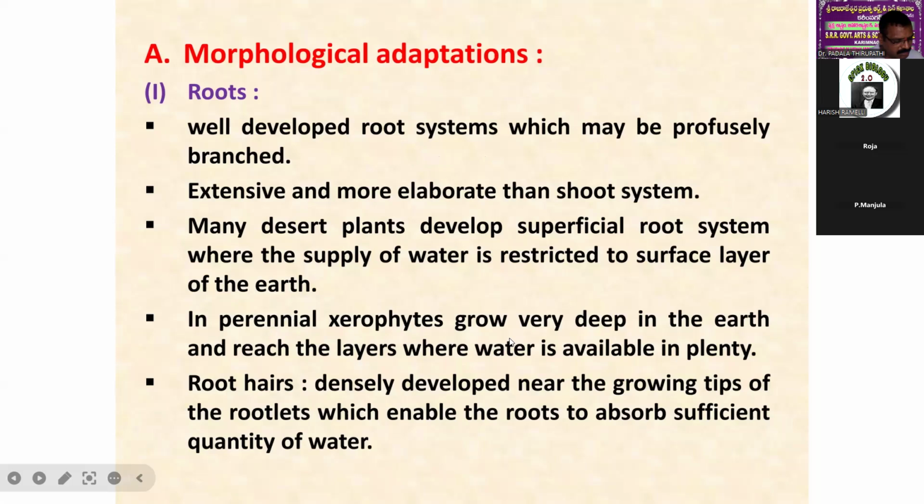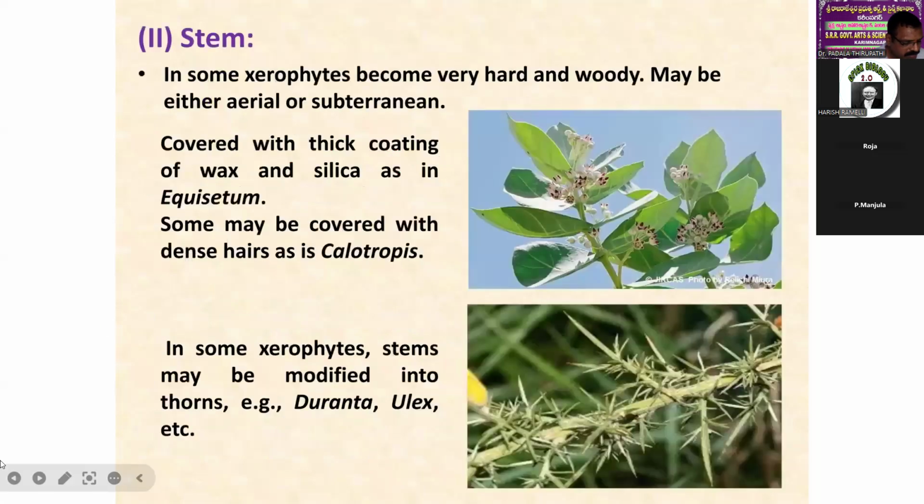In perennial xerophytes, the roots grow very deep in the earth and reach the layers where water is available in plenty. The root hairs are densely developed near the growing tips of the rootlets, which enable the roots to absorb a sufficient quantity of water. Root hairs are well developed here, whereas root hairs are absent in hydrophytes.